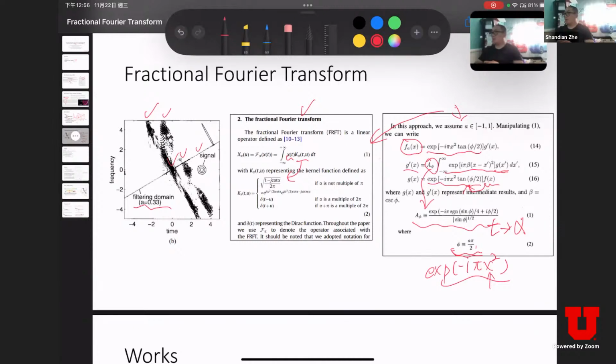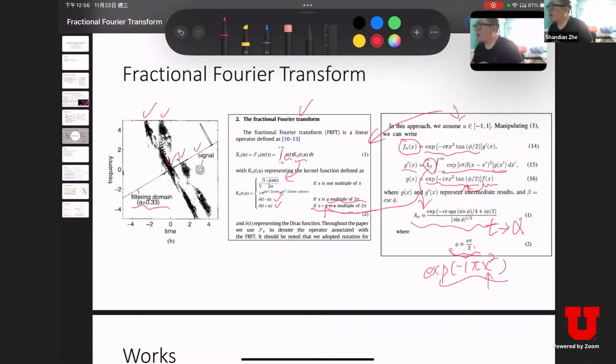Okay. But what if A equals 0? If A equals 0, then the denominator becomes 0, right? Yeah. They have a special case in the kernel function. If A is a multiple of 2 pi, they have an impulse function over there. A Dirichlet function, I forgot the name, but they have an impulse function for that special case.